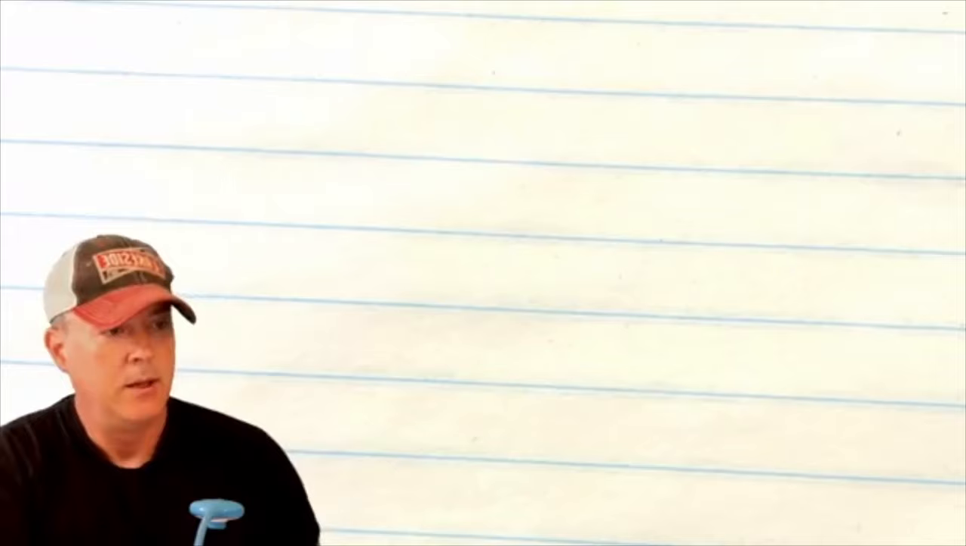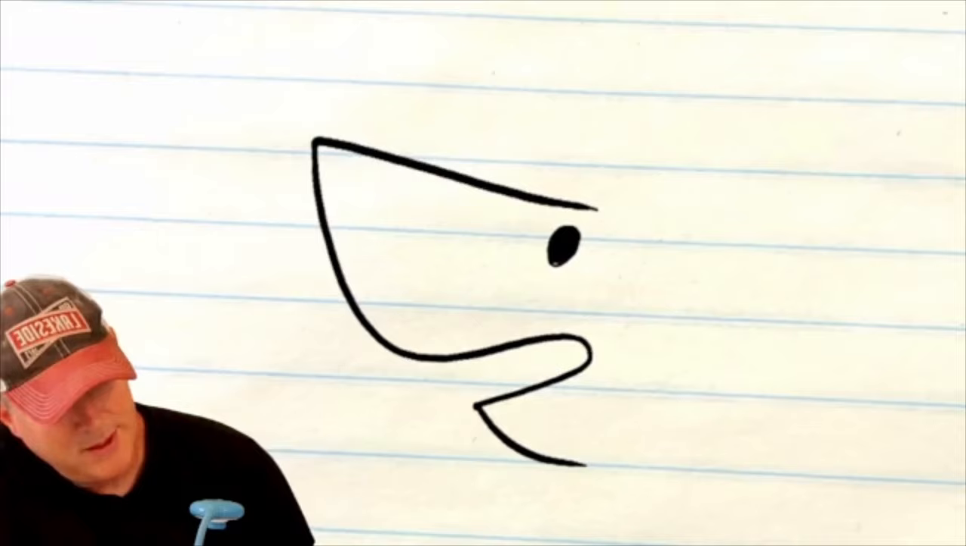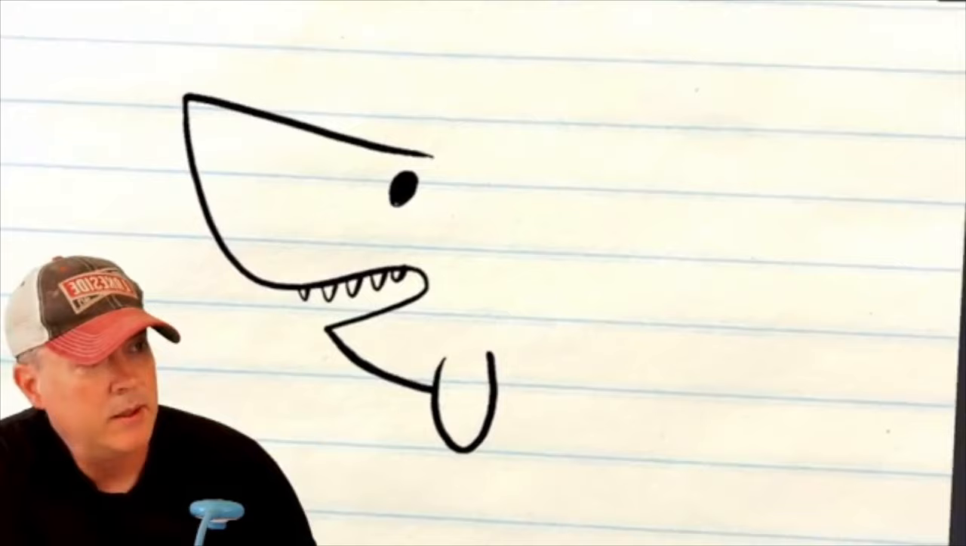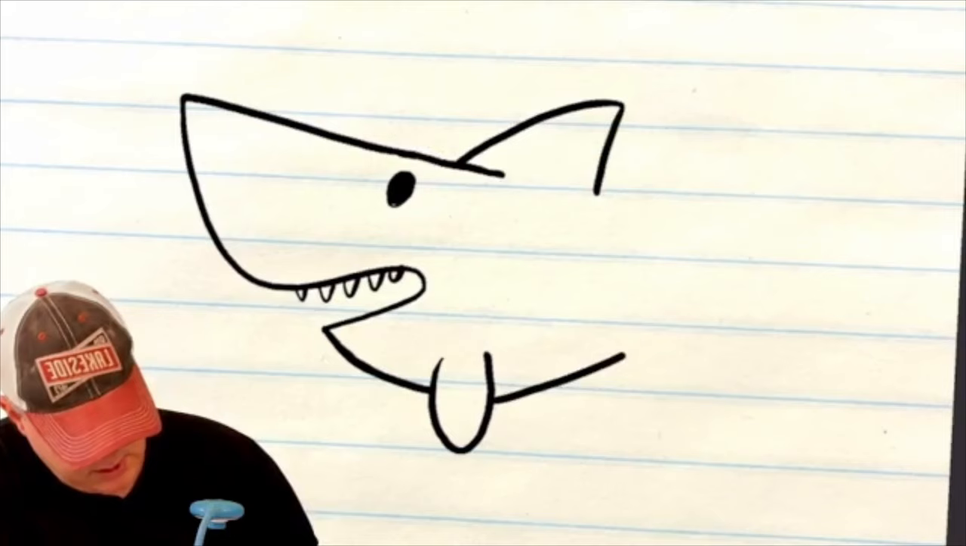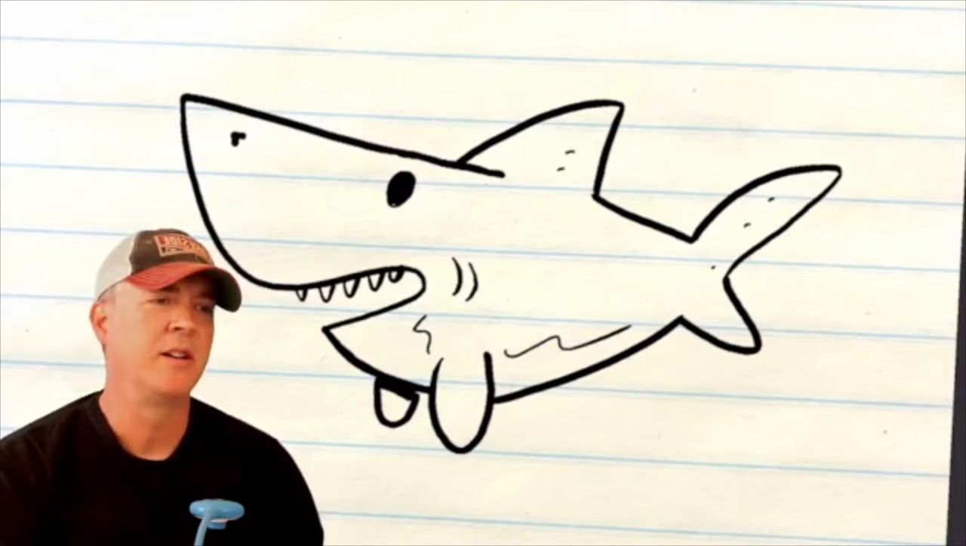Okay, so I need to draw a cute little shark. Start with the eye here. And that's kind of cute. It's a cute little face. Flipper, a few little teeth. And then fin. That looks like a dolphin fin. Bring that back a little bit more. There we go. Bring that around. And tail. Who says sharks have to be big, mean, and ugly? There we go. That is one cute shark.